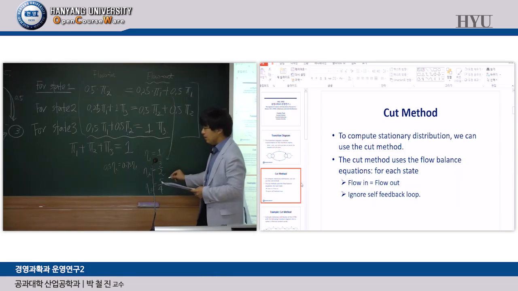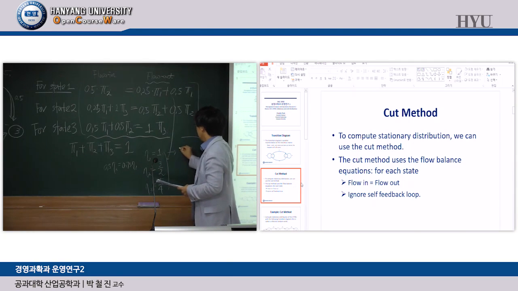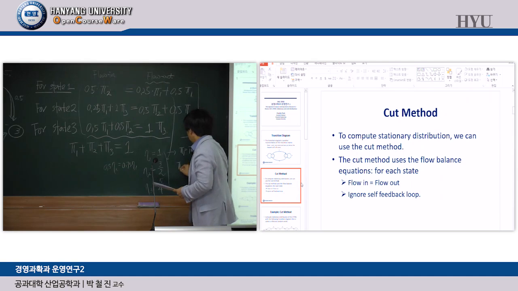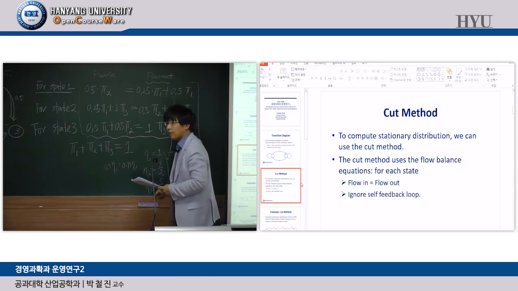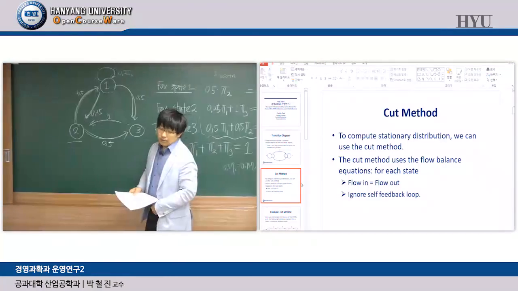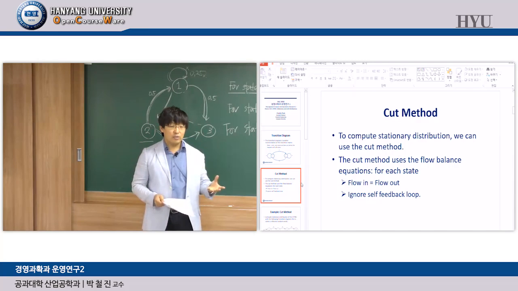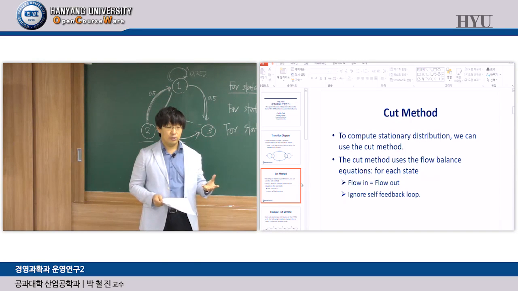And then we can transfer this to pi: pi 1 is 1 over 1 plus 3/2 plus 5/4. Pi 2 is 3/2 over 1 plus 3/2 plus 5/4. Pi 3 is 5/4 over 1 plus 3/2 plus 5/4. Okay. So this is another way to figure out the stationary distribution.